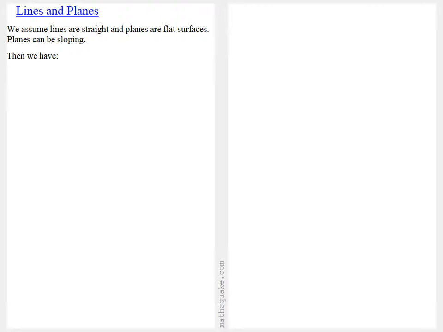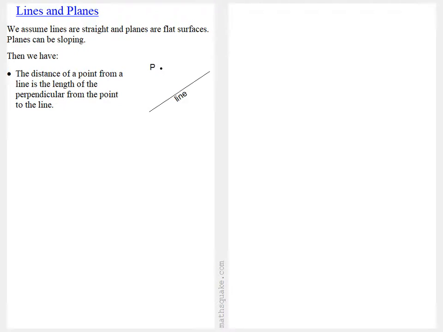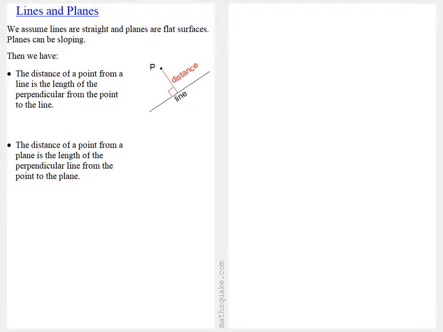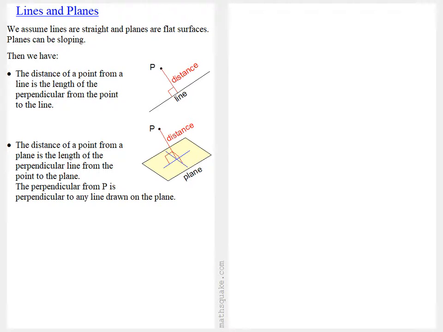Then we have the distance of a point from a line, which is the length of the perpendicular from the point to the line, as in the diagram. The distance of a point from a plane is the length of the perpendicular line from the point to the plane. We mean that a line is perpendicular to a plane if it's perpendicular to any line drawn on the plane. Again, as we can see in the diagram.